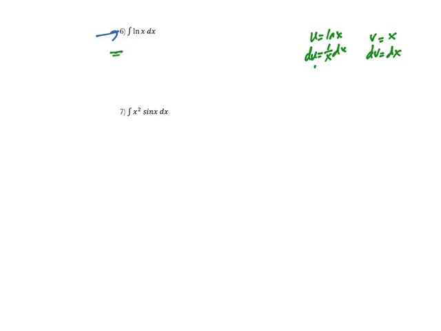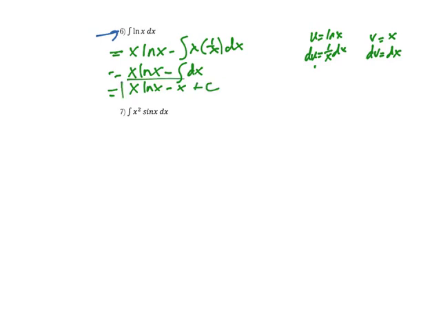So this becomes uv, so x ln x minus the integral of v du, so x times 1 over x dx. So I have x natural log x, minus the integral of just dx, which is x, which is what your green sheet rule says. Just don't forget the cupcake. Okay?